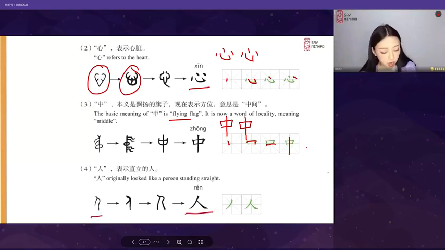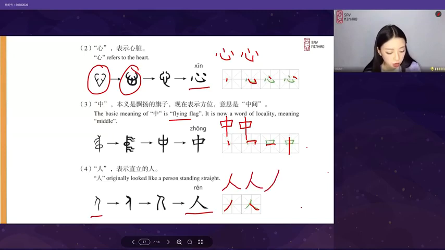Last one is 人, which means human and person. It looks just like a human, even now in modern Chinese. So it is really easy. Left turning and right turning. Write with me, left, right. Left is longer and right starts in the middle of the left, okay? Left, right. So these are the new characters we've learned today.